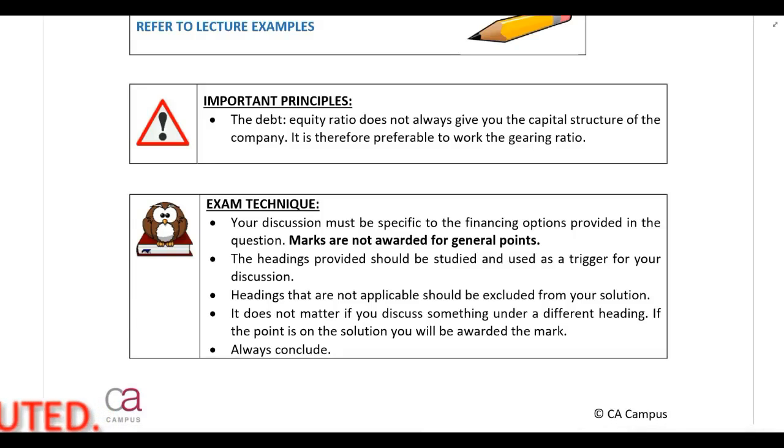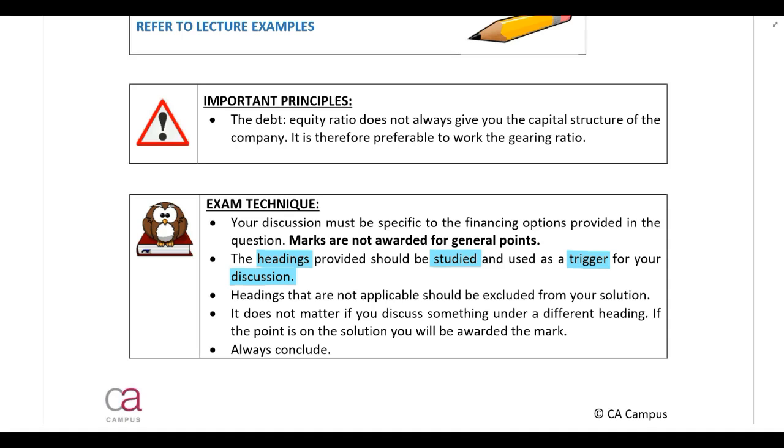Let's just have a look at these exam technique points over here. So like I said, you are going to study the headings that I've provided you with. And those headings should be used as a trigger for your discussion. So based on the information provided in the scenario, you are going to go through each of those headings and decide whether there's something you can discuss under each of those headings. So is there anything to discuss for cost considerations? Is there anything to discuss under interest rates? Is there anything to discuss under control, etc.?